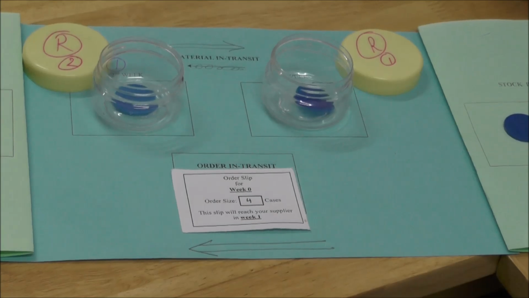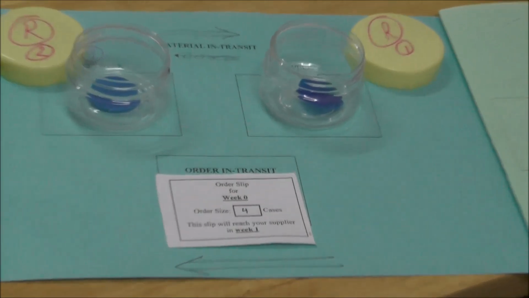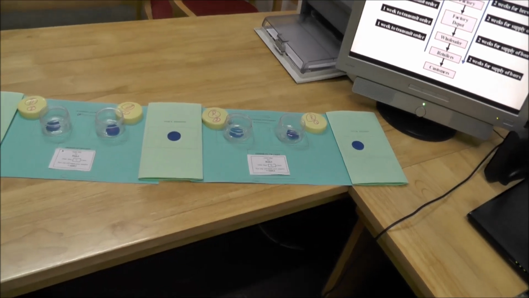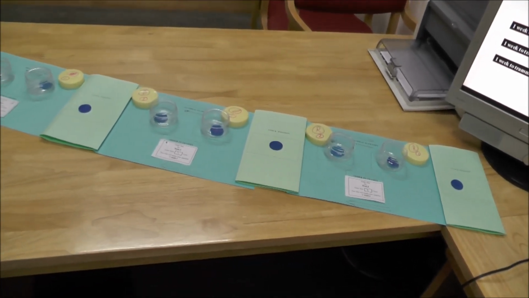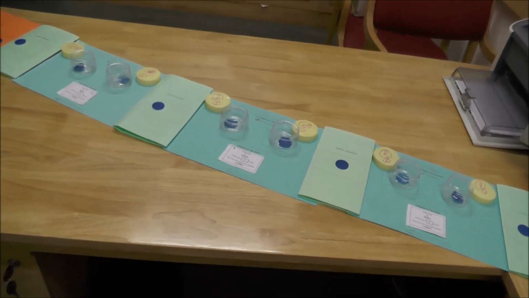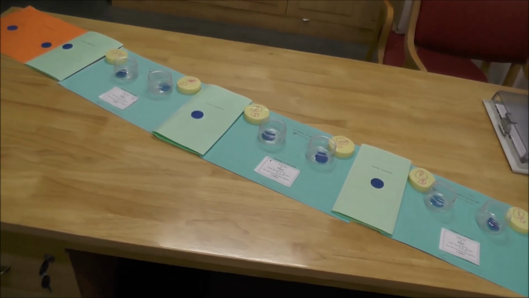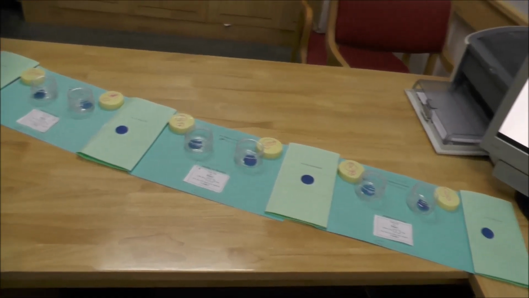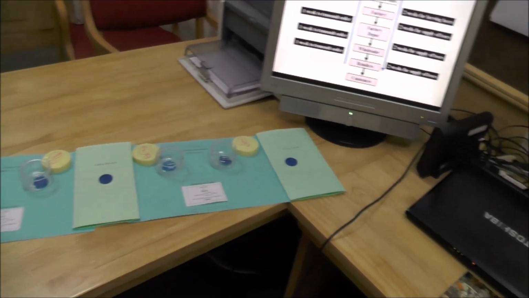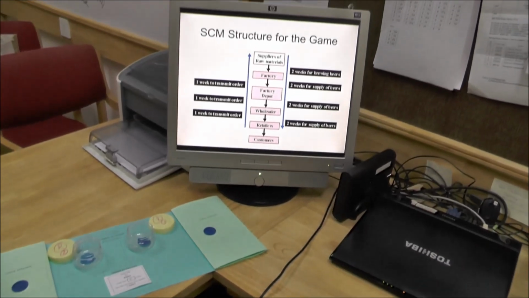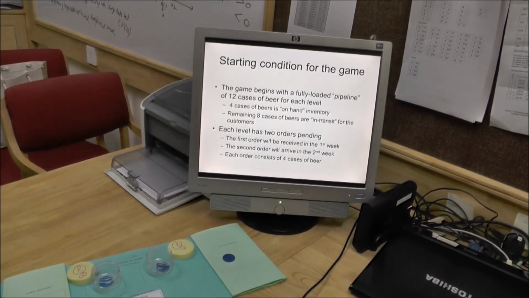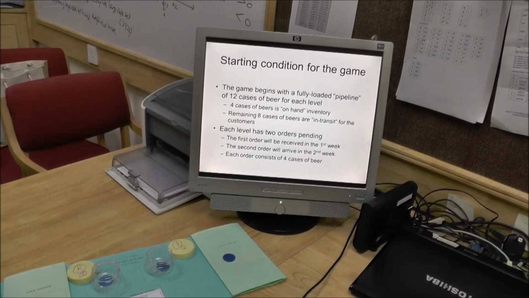So let's go back and zoom out. Essentially this is a supply chain, and that is how a supply chain is made. Now let us see how to play. Let me take you to the computer screen, which has this detail a little bit. The game begins with a fully loaded pipeline of 12 cases.